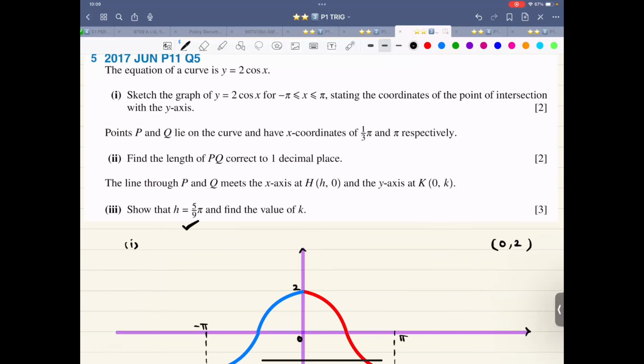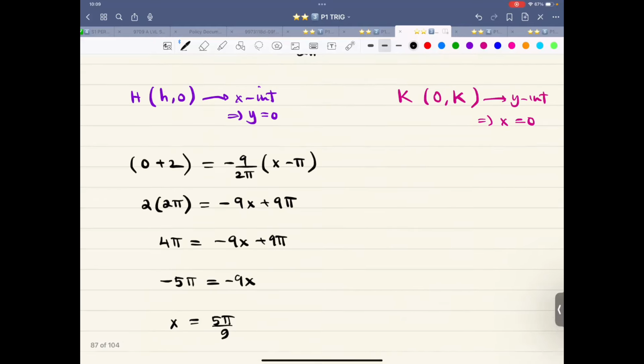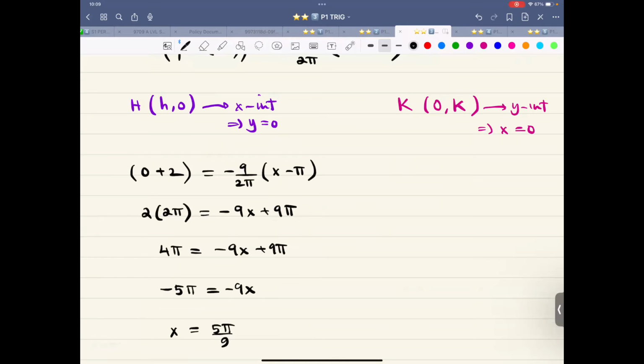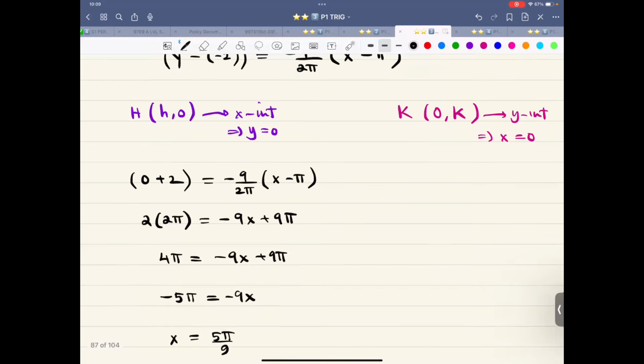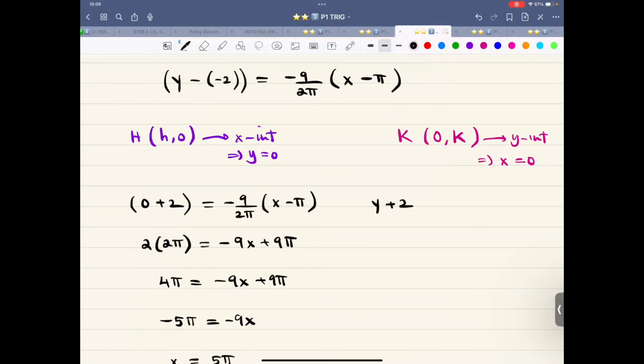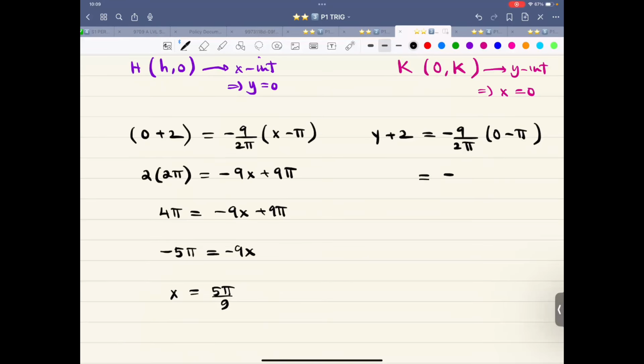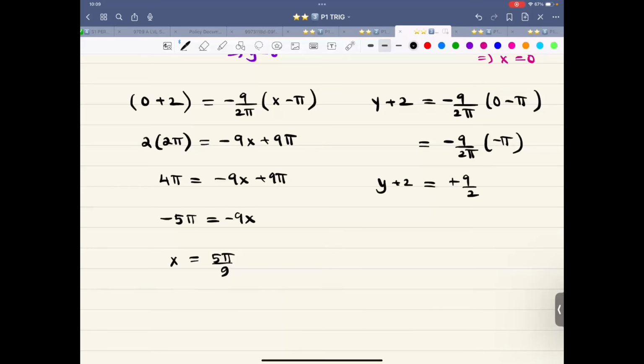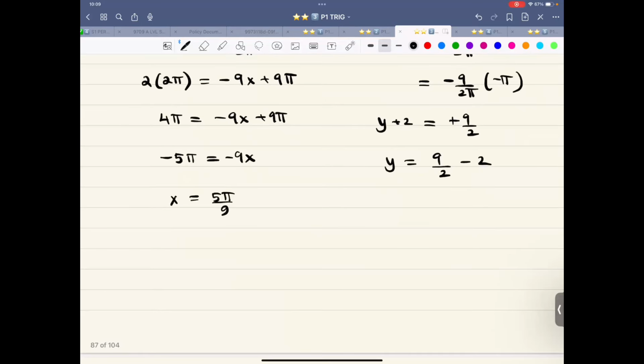This is all good, all clear. Find the value of k. In order to find the value of k, we make the x coordinate equal to 0. y plus 2 is minus 9 over 2 pi times (0 minus pi). Open up the bracket, minus 9 over 2 pi into minus pi, minus minus cancel, pi cancel, that is positive 9 over 2. And then this is y plus 2, therefore y is 9 over 2 minus 2. 4.5 minus 2, this is 5 over 2.